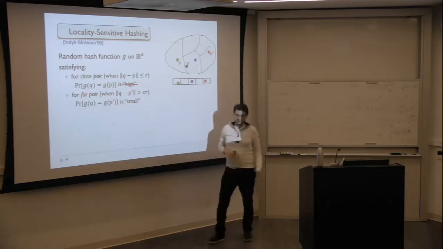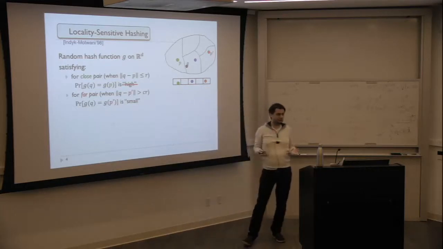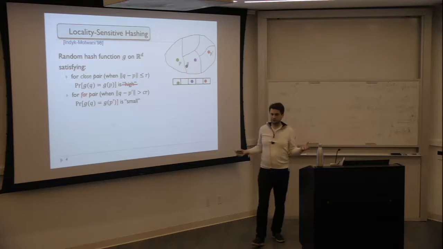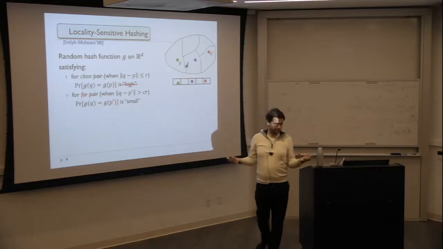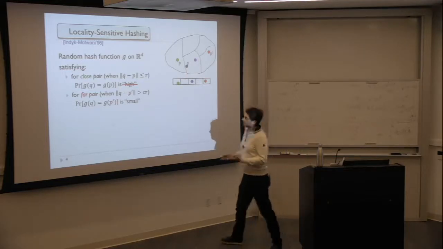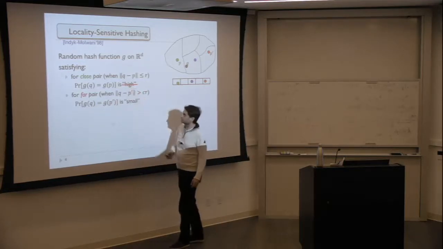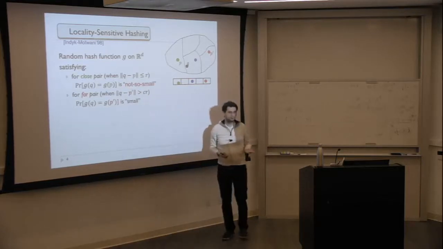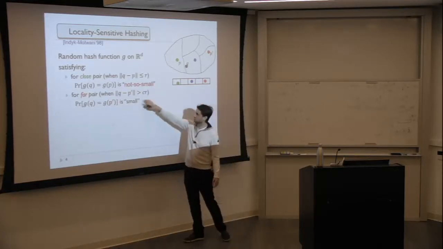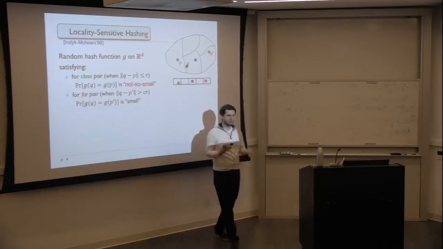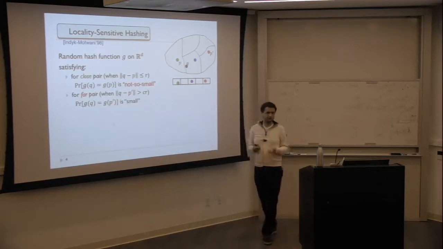But still maybe we can extract something from this notion that close points stay together and far points go apart, most likely. Maybe we relax the parameters and settle for something: we won't require this to be high, but something not so small. Most importantly, this not so small is bigger than this small, so that we have some gap between the close points versus the far points.